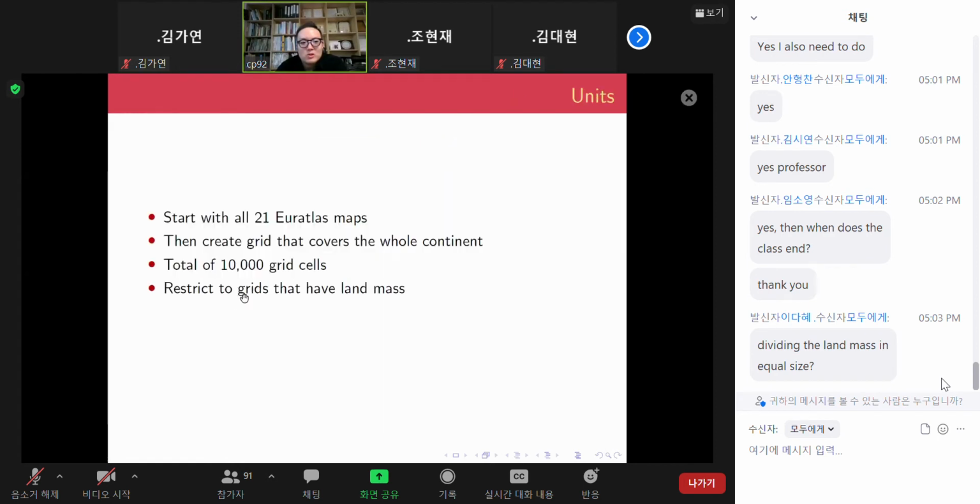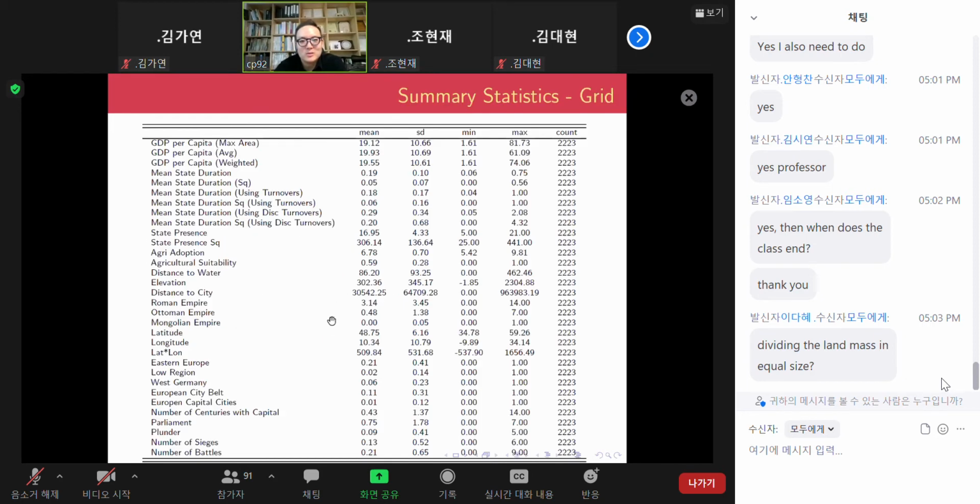So restrict to grids that have landmass. Southern border not constant creates consistent units. Again, the important key here is that we want to create consistent units that are equally sized and cover all the land mass in Europe, right? Okay, and then summary stats.